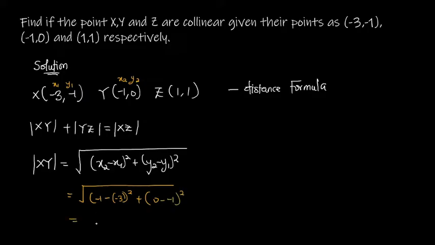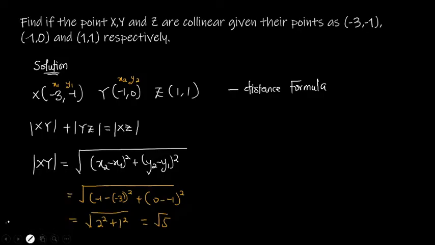So this becomes -1 minus -3, that will become plus. So -1 plus 3 will give us 2. So I have 2 squared here plus this is +1, 0 minus -1 is +1, and then 1 squared over here. So I'm going to have 2 squared is 4, and then 1 squared is 1. So I'm going to have √5 as my answer over here. So the distance xy is √5.